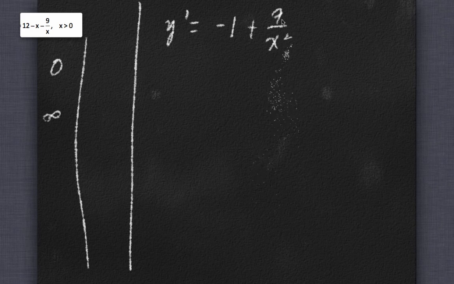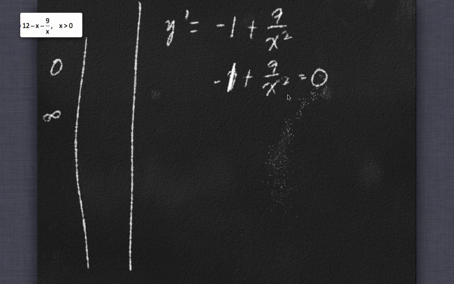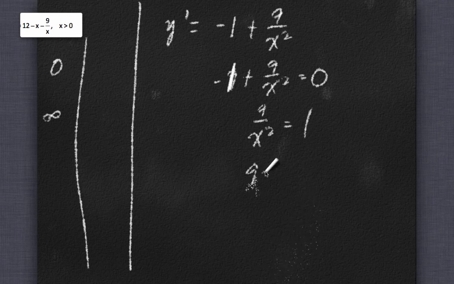And the derivative, minus 1 plus 9 over x squared. So that's undefined at 0, but 0 is not in the domain anyway. And then I check where it's 0. So plus or minus 3, but negative 3 is not in my domain, so just 3 I check.